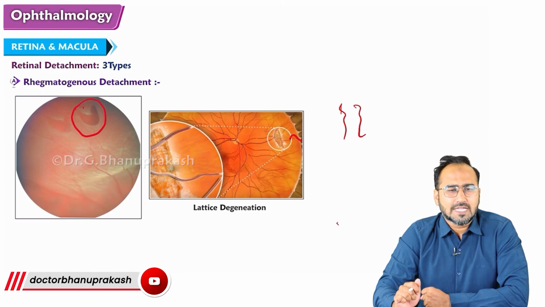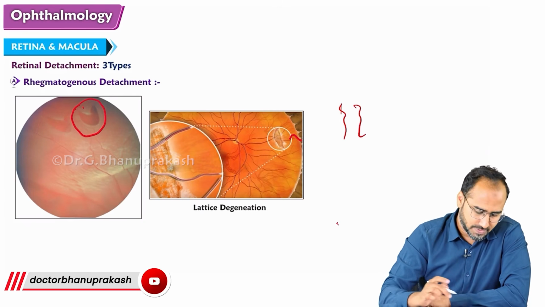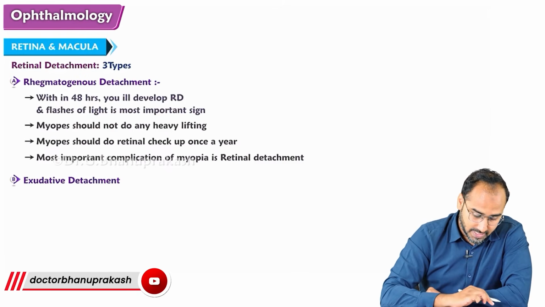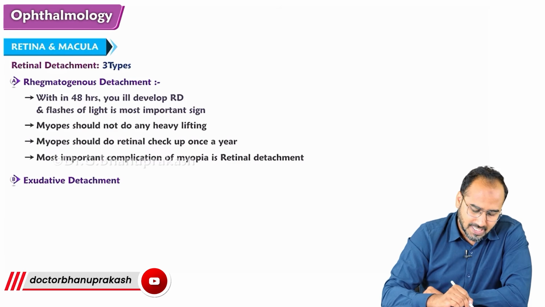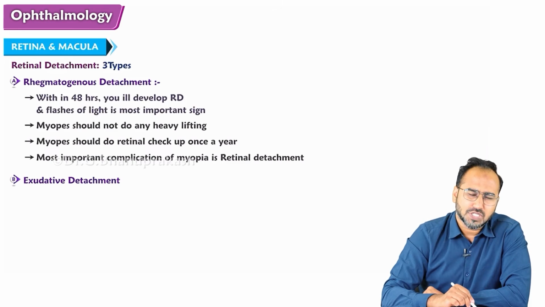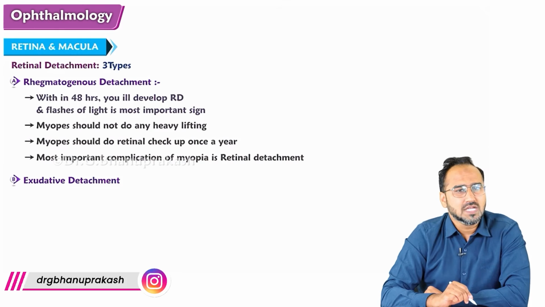Right? That is regarding what? Rhegmatogenous retinal detachment. So, in rhegmatogenous retinal detachment, within 48 hours, you will see retinal detachment, and flashes of light could be seen, which is a pathognomonic sign. What is flashes of light? That is photopsia.